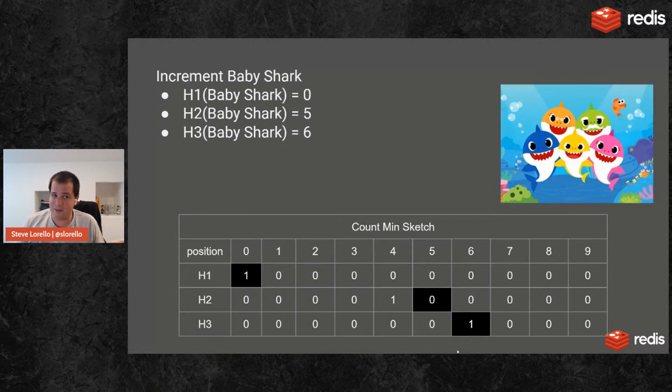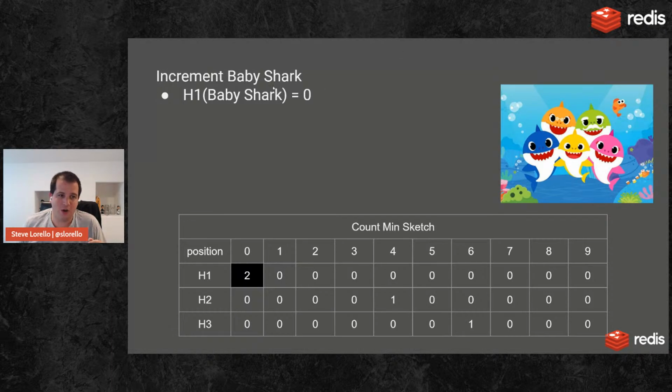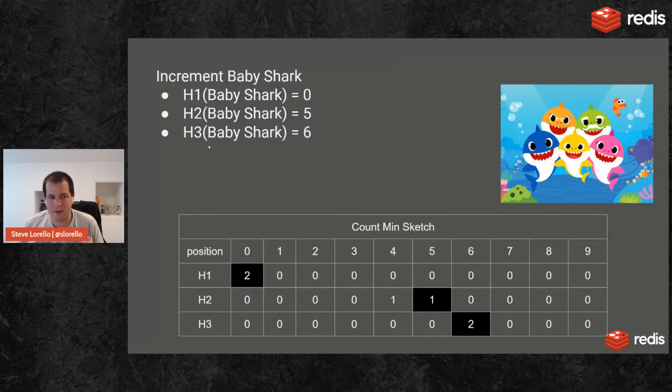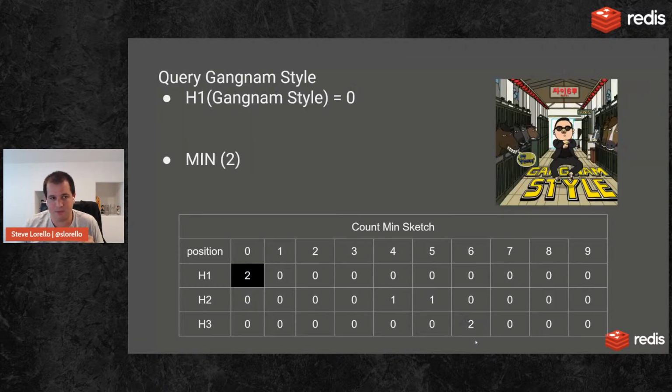Now, if we want to increment Baby Shark, Baby Shark's H1 comes out to 0, H2 comes out to 5, H3 comes out to 6. And you'll notice that those are 1, 0, and 1 right now. So we just go to H1 of Baby Shark, which is 0, and we increment that to 2. H2 of Baby Shark is 5, so we increment that to 1. And H3 of Baby Shark is another collision, 6, so we increment that to 2.